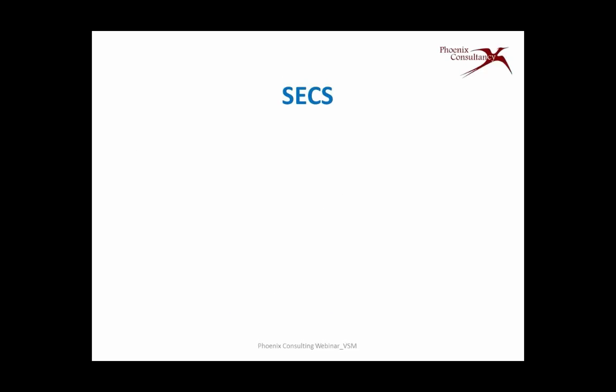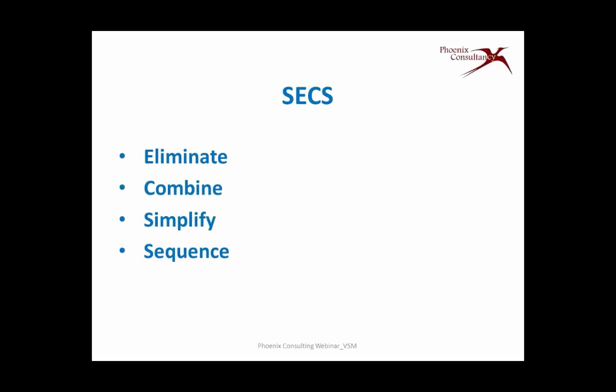So this is SEX. Now the aim is to eliminate what you can, combine if you must, simplify as much as you can, and then look at the whole sequence. So this is the order that you really ought to do it in. So the acronym really is ESCS, but nobody remembers that. So eliminate, combine, simplify, and then look at the sequence.